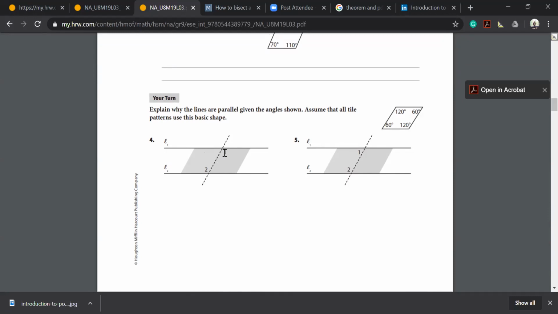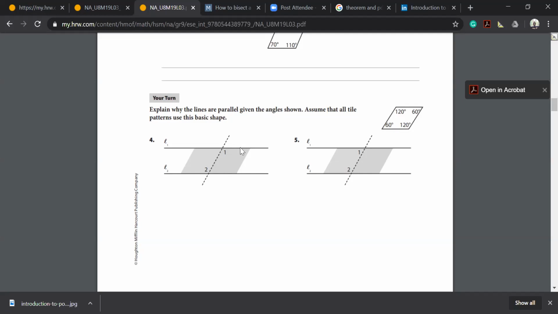Angle 1 here is 120 because it is the same as this. And angle 2 here, again, is 120 because it is the same as this, right? Since both of them are equal, both of them are congruent, we proved that angle 1 and angle 2 are congruent, right? They are congruent. They are in the place of what?